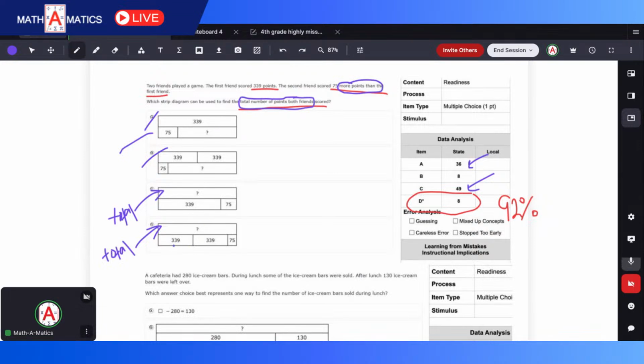We have the 339 of the first friend, and then the second friend scored 339 plus 75 more, and realizing that both of these numbers make up our second friend. And this is why 8% of our students got that wrong, which is quite a bit. Something to really think about, and this is definitely an area that if I had a third grader taking this test, I would be focusing on.